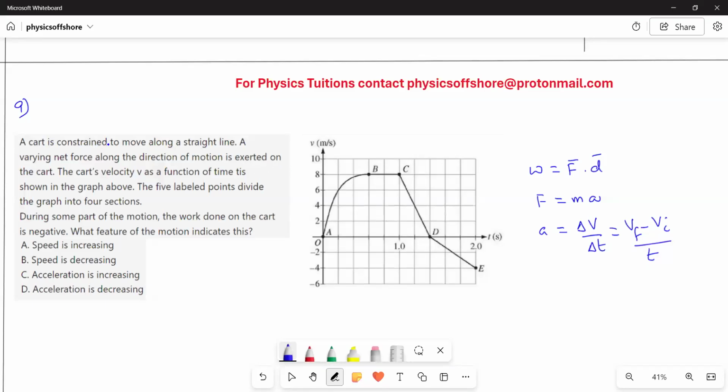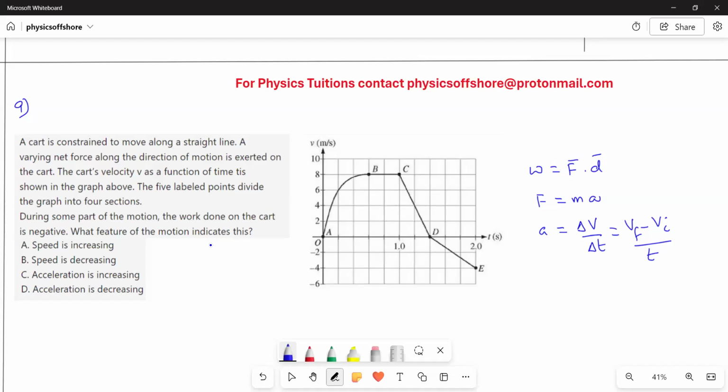A cart is constrained to move along a straight line. A varying net force along the direction of motion is exerted on the cart. The cart's velocity v as a function of time t is shown in the graph above. The five labeled points divide the graph into four sections. During some part of the motion, the work done on the cart is negative. What feature of the motion indicates this?